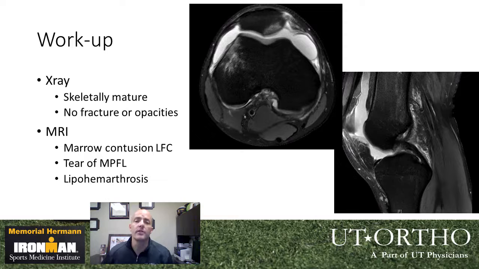There was also disruption of the medial patellofemoral ligament from the patella, and as depicted here, remember these MRIs are taken with the patient laying down. He's got a lipohemarthrosis. You can see the separation of the fat and the blood with that linear line there.